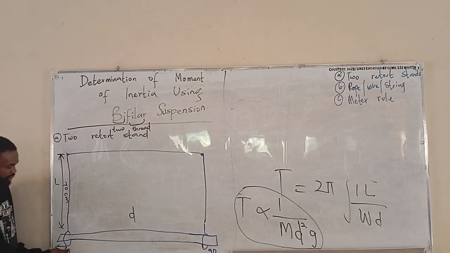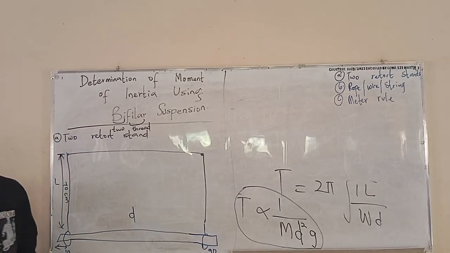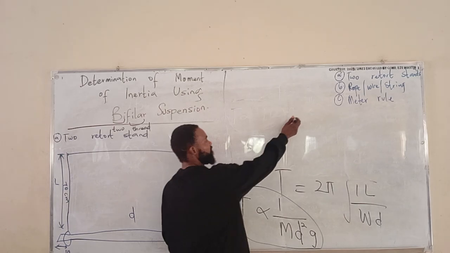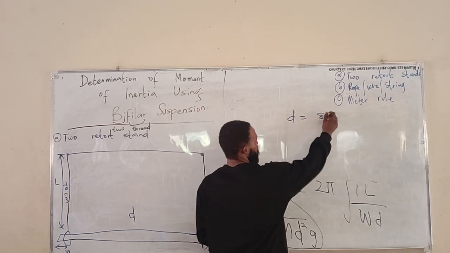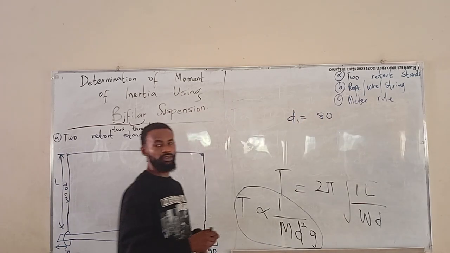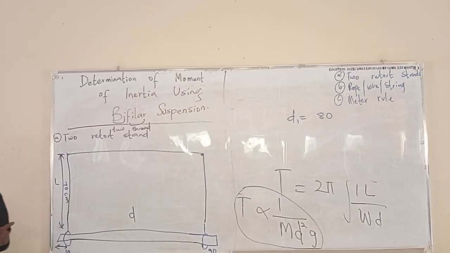So if you now measure the distance from here to here, it's the same thing as saying 90 minus 10. Is it not true? So that means it should be 80. Yes, so let's say the first distance I have is 80. That is my D1. I can do this practical. When I rotate, I will do it twice.